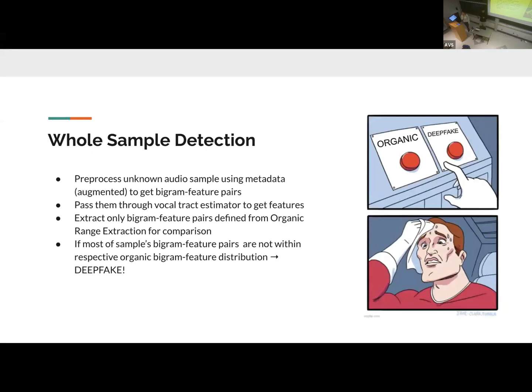From here, the second step, whole sample detection, can be performed. With this step, the audio sample is pre-processed in the same manner as the metadata is augmented and used to extract bigram feature pairs for the audio sample using the vocal tract estimator. Only the bigram feature pairs existent from organic range extraction are evaluated, and the features are compared against the respective bigram distributions. If a majority of such bigram feature pairs aren't within their distributions, then the audio sample is labeled as deepfake.